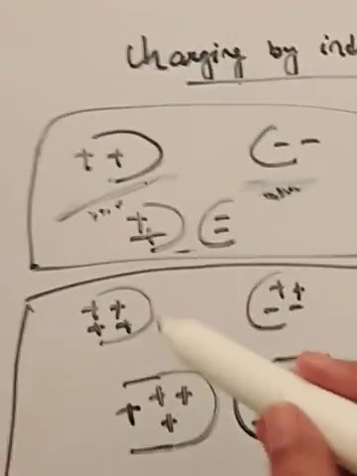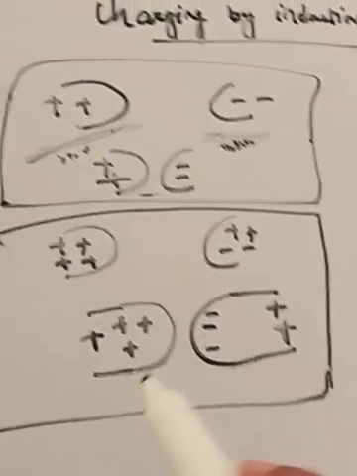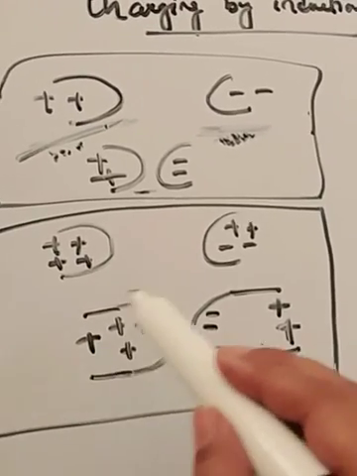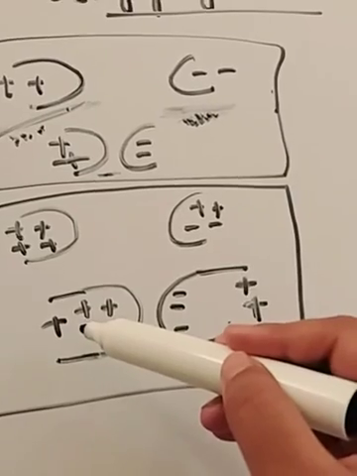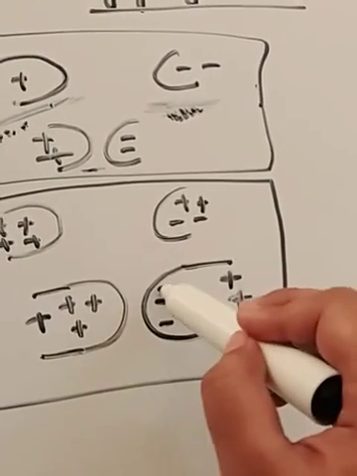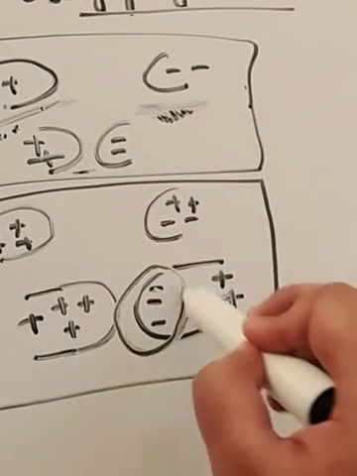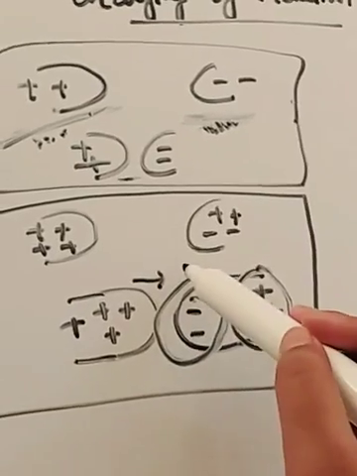Now the next case, positively charged body and a neutral body. In this case the positively charged body will attract the negative charge, and like charges repel each other, so the like charges are produced at the farther end and opposite charge is produced at the near end. So this is the method of induction.